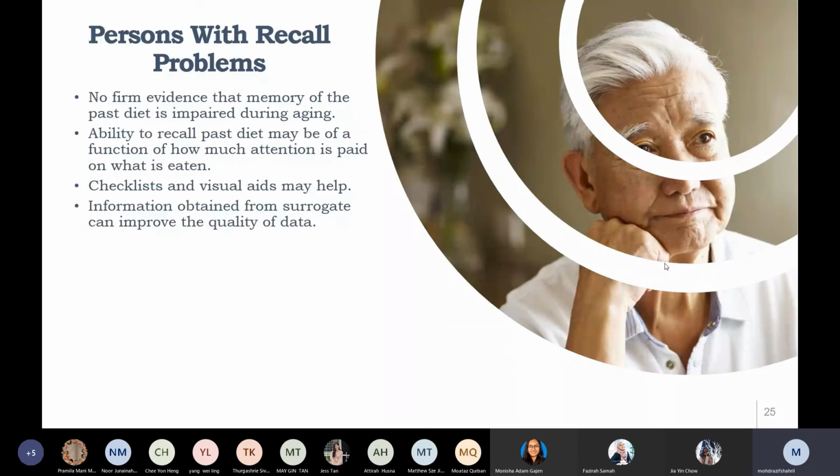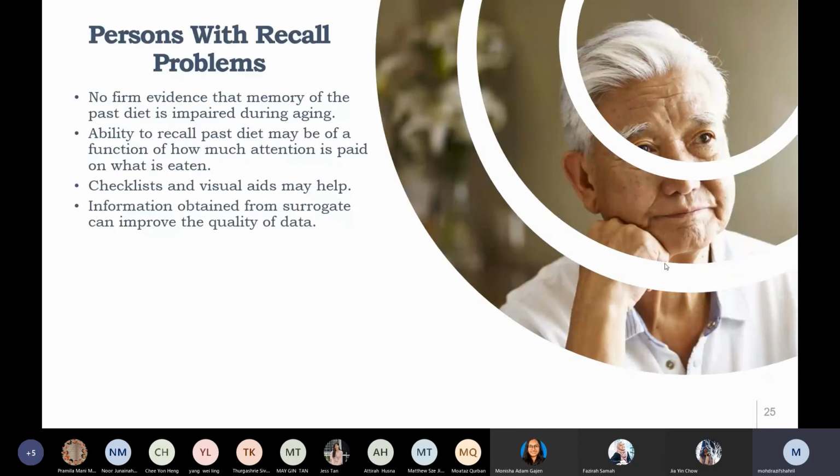The ability to recall past diet may be a function of how much attention is paid to what is eaten. Like I've explained earlier, some people are not aware of what they have consumed in the past day because the food is prepared for them. It's a routine. They come back from work, the food is prepared for them, and then they go to do their other activities. So they are not able to recall because they have not paid much attention to what is being served or eaten.